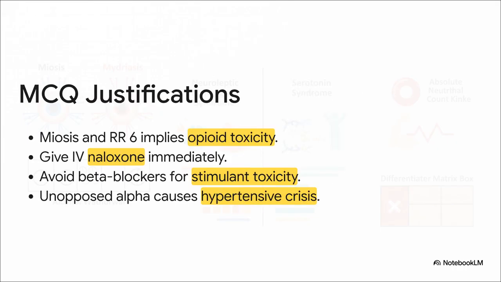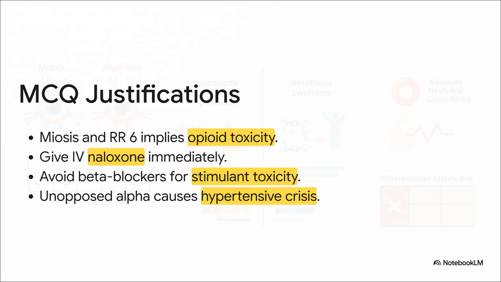Let's break down the clinical logic choice by choice. The exact combination of meiosis, those pinpoint pupils, bradycardia, and a respiratory rate dropping to 6 breaths per minute instantly locks in your diagnosis as opioid intoxication. Now, you might be thinking, well, sedative hypnotics cause respiratory depression too, right? True, but in that case, the pupils would be perfectly normal. The meiosis is your smoking gun here. This presentation dictates immediate IV naloxone administration to reverse that respiratory collapse before the patient codes.